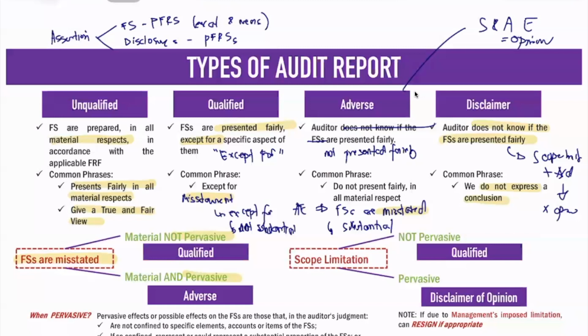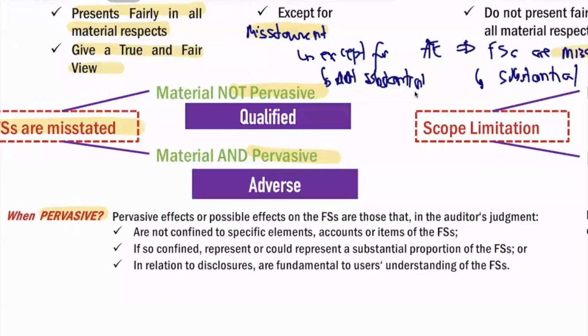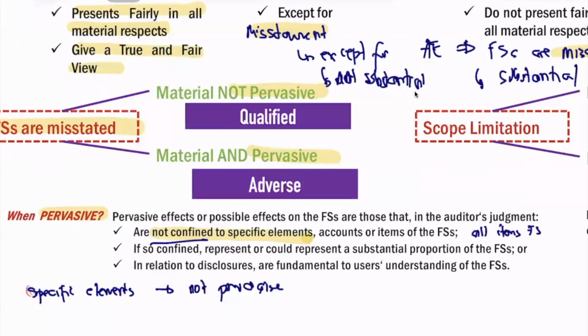Now, when can we say really that it is pervasive? We can say that the effect is pervasive if it is not confined to specific elements. Therefore, if it is confined to specific elements only, it is considered not pervasive. But if not confined to specific elements, in short, mostly all items of the FS, almost all, therefore it is considered pervasive.